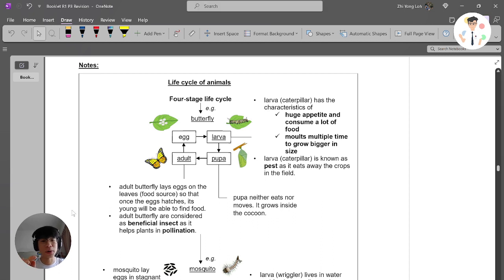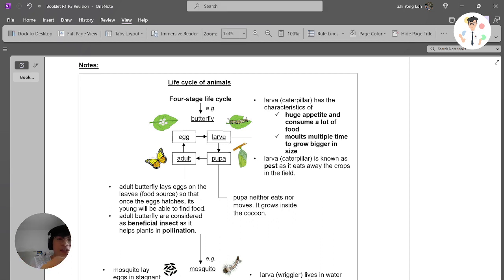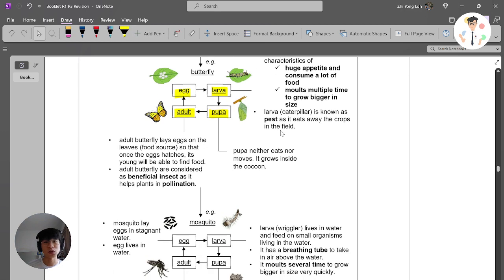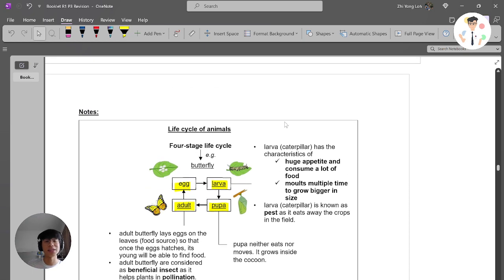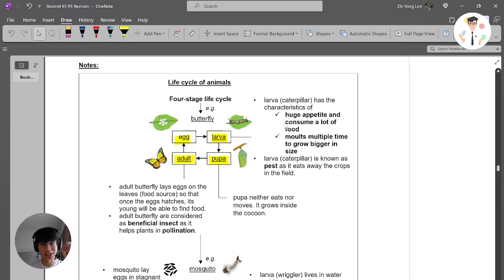Now in simple terms, the 4-stage life cycle is always with these words: egg, larva, pupa, and adult. Egg, larva, pupa, adult. And you can see no matter which animals, egg, larva, pupa, adult is always repeating. Okay, and it's a must that you remember the sequence.